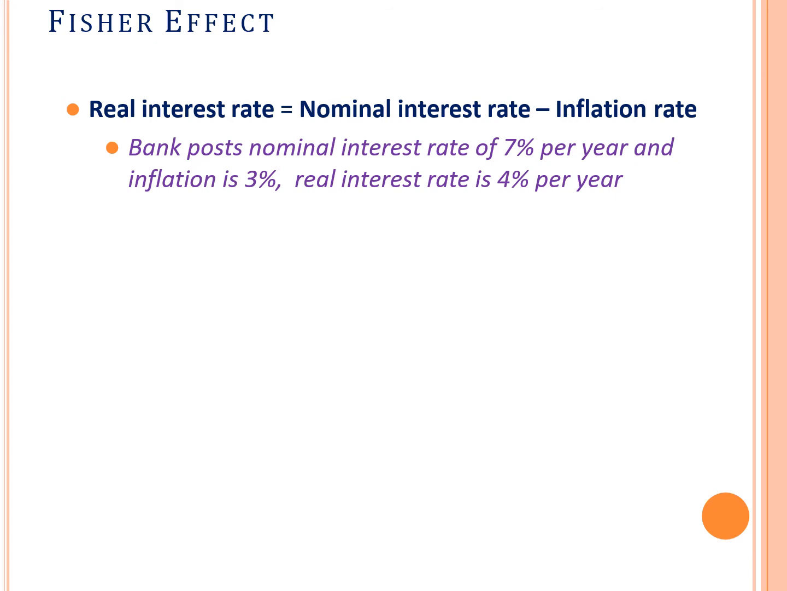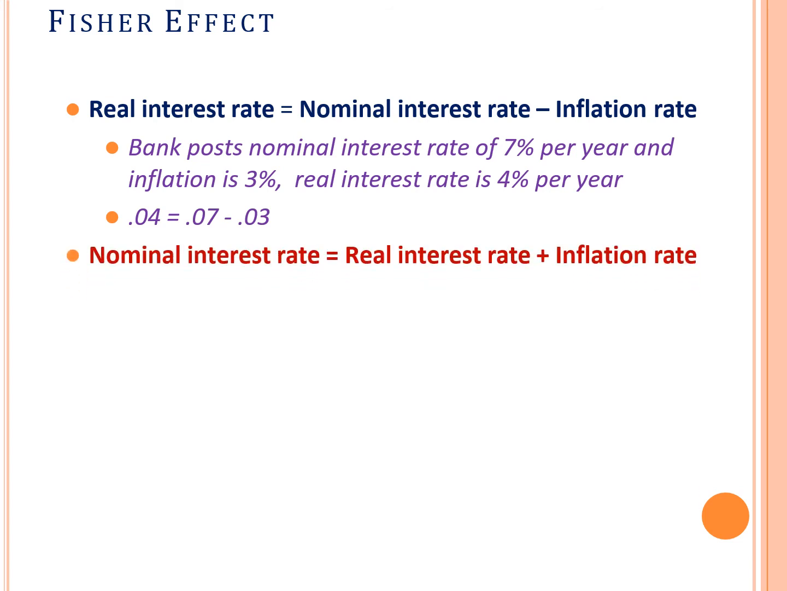Well, how do we know that? Well, we use this formula right here, right? So we would say 0.04, that's the real interest rate, is equal to 0.07 minus 0.03. So if you knew that the nominal interest rate is 7% and inflation is 3%, it's very easy to figure out what's the real interest rate.